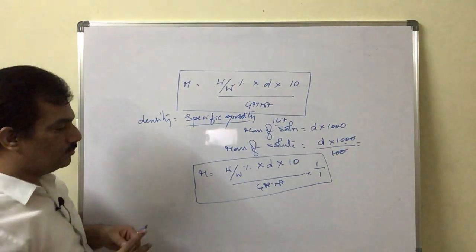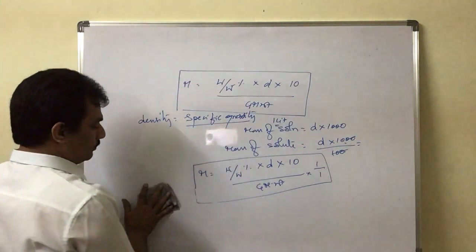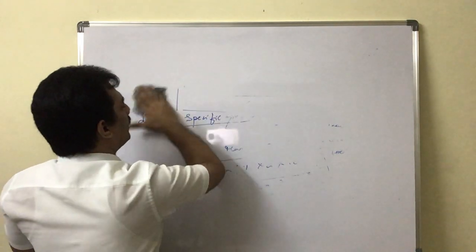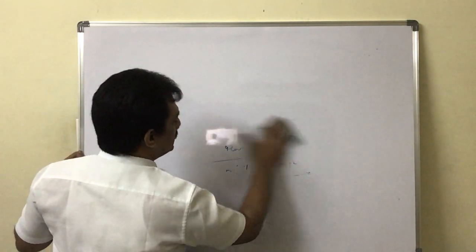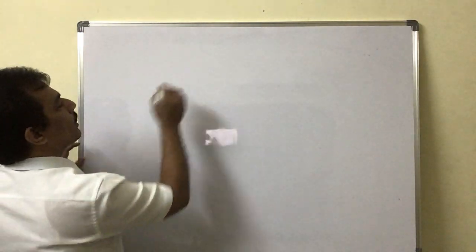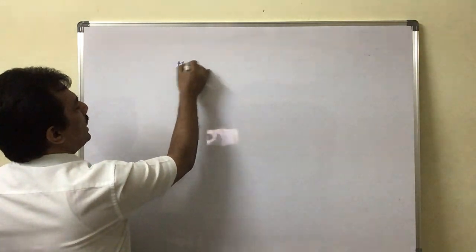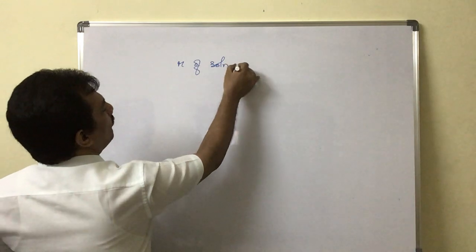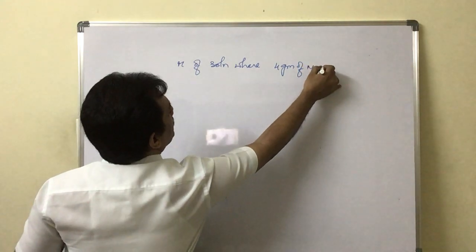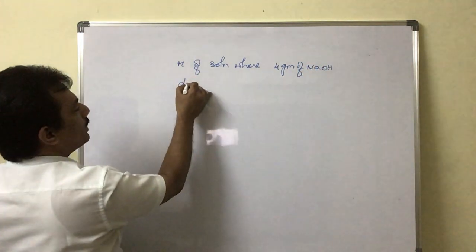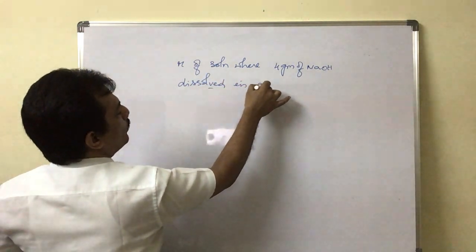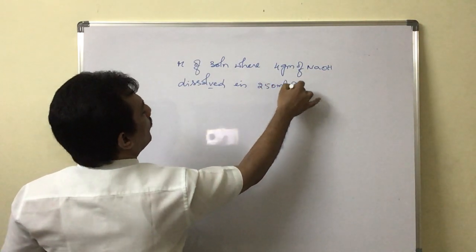Clear? This is the term to express the concentration in moles per liter. And now let us solve one or two numericals related to this. They will ask: calculate the molarity of a solution where 4 grams of NaOH is dissolved in 250 ml of water.